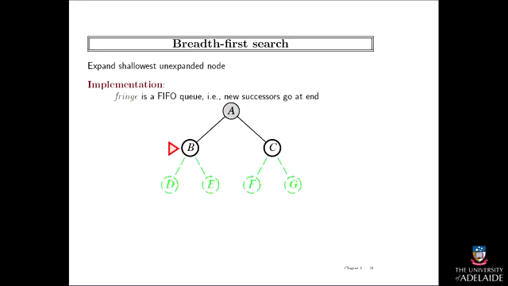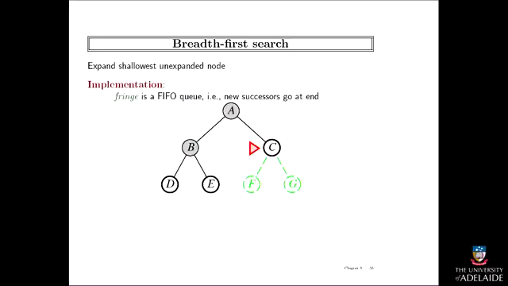And so B is now at the head of the queue, so we process B. Processing B says, are we at the goal? No, we're not at the goal, so we're going to expand B. So we expand B to D and E. So we end up adding D and E to the queue. Remember that C was still in the queue, so the queue now consists of C, D, E.